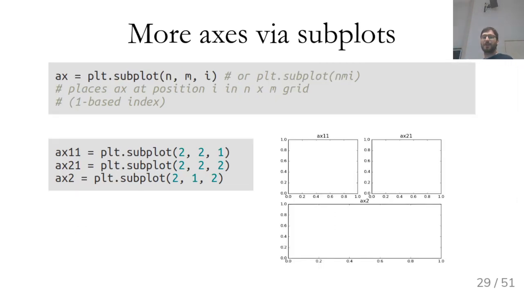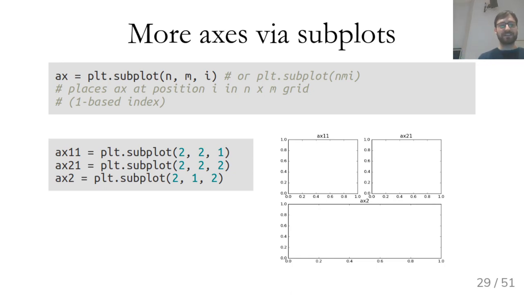The benefit of doing this one axis at a time is that you can be a little bit more creative, and you can add axes of different shapes. So here, for example, for the first two plots, I pretend I have a 2x2 grid, and for the last one, I pretend I have a 2x1 grid, and so I can have a row-spanning axis, and I can do cool plots with that.